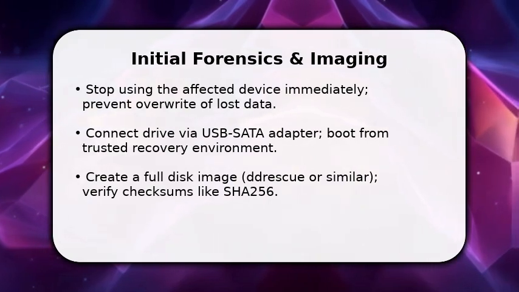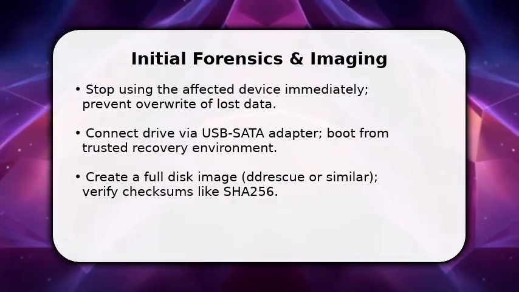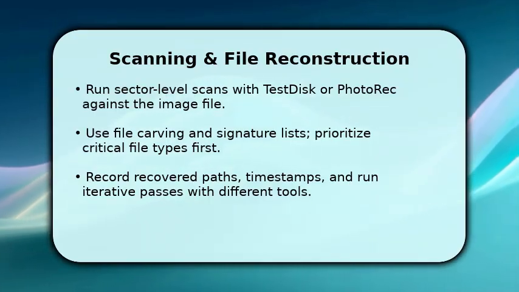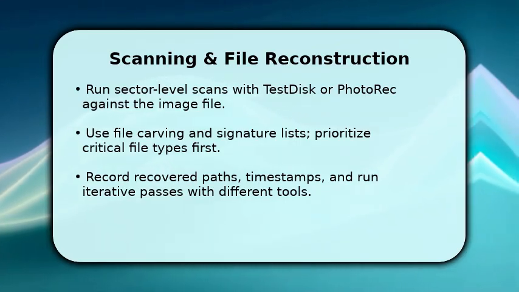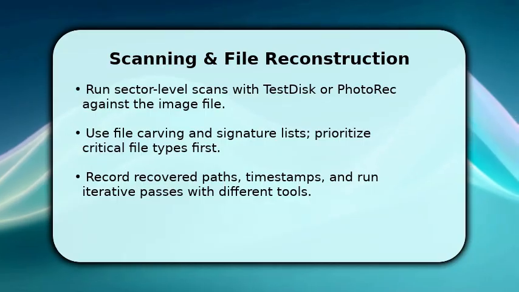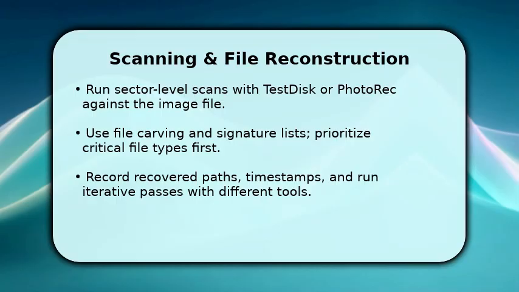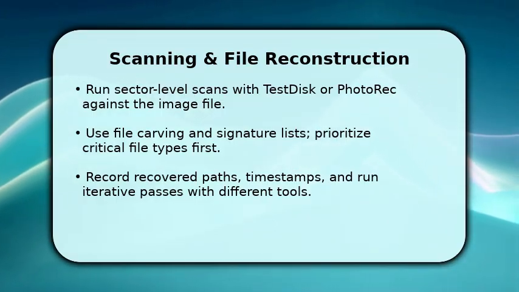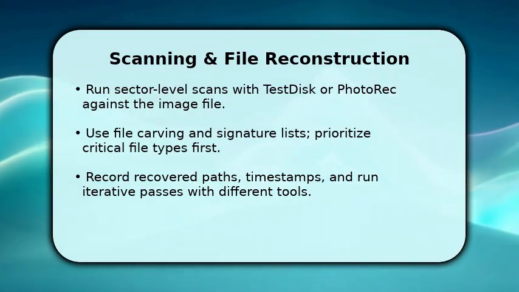You now scan the image for recoverable structures. Use Test Disk to rebuild partition tables and Photo Rec for file carving because they target different layers. Start by prioritizing critical file types so you regain essentials quickly, then run iterative passes with varied signature lists to catch more. If file system metadata is damaged, carving recovers content without names, which is why logging recovered paths and timestamps matters. Make sure to keep recovered files on a separate drive to avoid contaminating results.